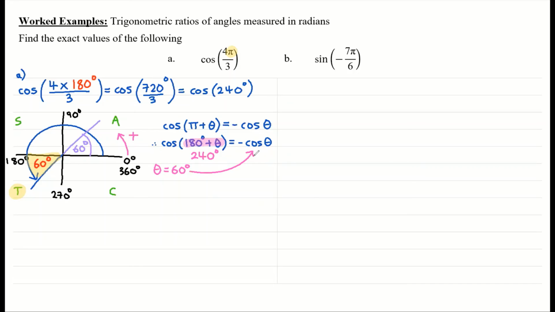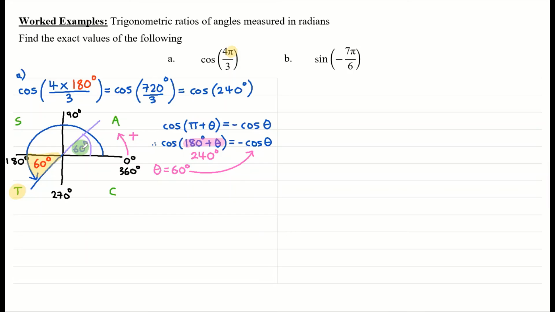This is exactly the same as finding the negative cosine of 60 degrees. Okay? And you can see this from the CAST diagram. If you recall how we set up these diagrams, this angle here, although it's acute, it's not the same as 240.